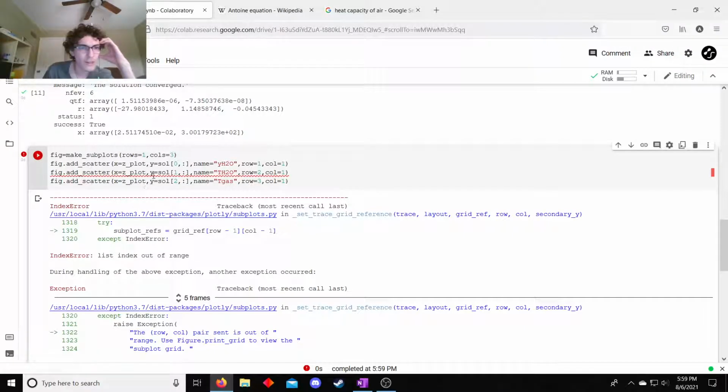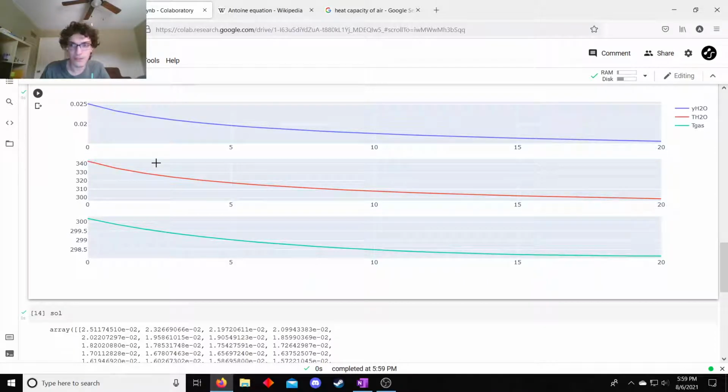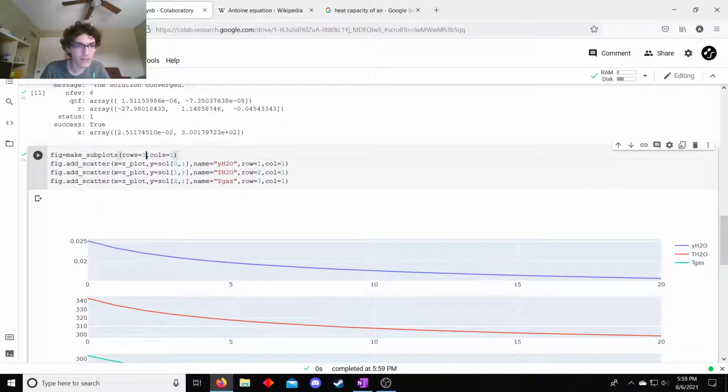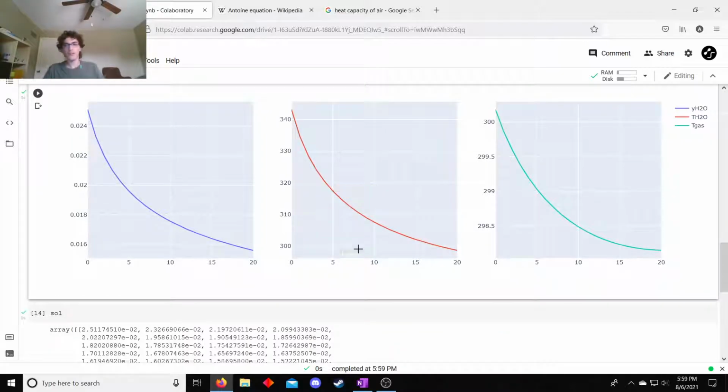List index out of range. Oh, okay, so we have 1 row and 3 columns, so 3 rows, 1 column. That should fix it. And there we go. Although this is still pretty bad. So actually, I'm curious what would happen if we did this, 2, and then for column, we counted up on the columns. Oh, okay, that's really nice. Okay, so there we have it.